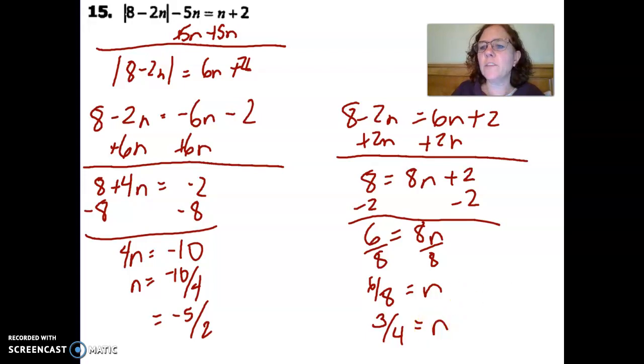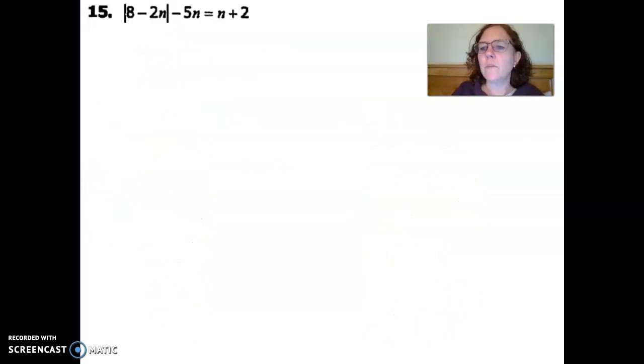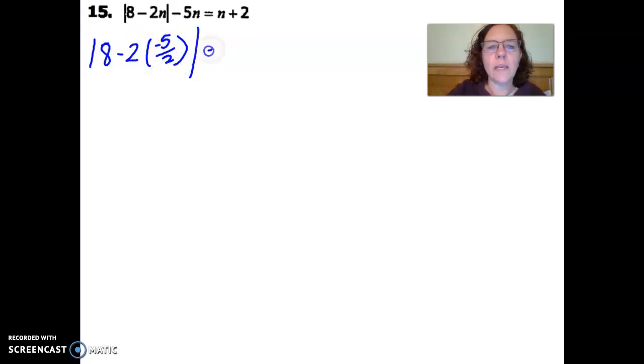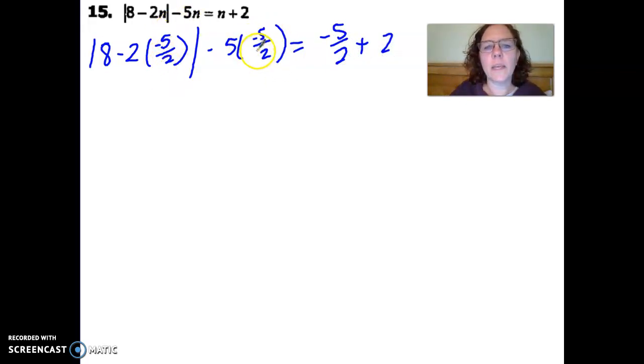Okay, so let's check both of those. I need to check for my extraneous solutions. So I rewrote the problem over here, and that first one, negative 5/2, I need to put negative 5/2 in place of each one of those n's. So all 3 n's had to be replaced by negative 5/2. Okay, to save time, because the video is going to run out, I'm going to choose to use my calculator and substitute this left-hand side into my calculator all at one time.